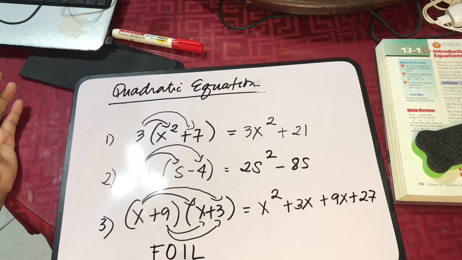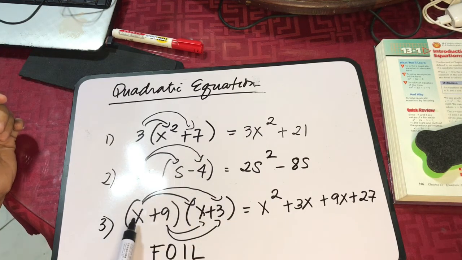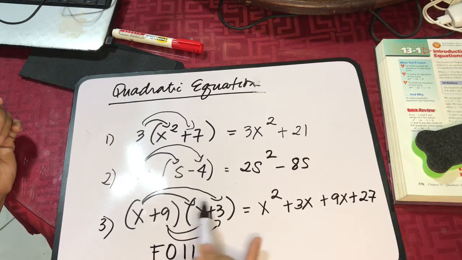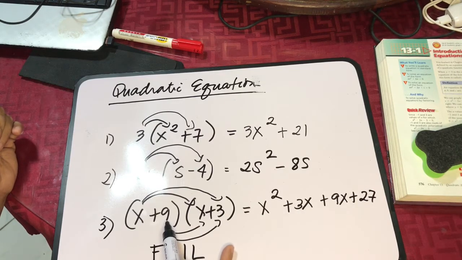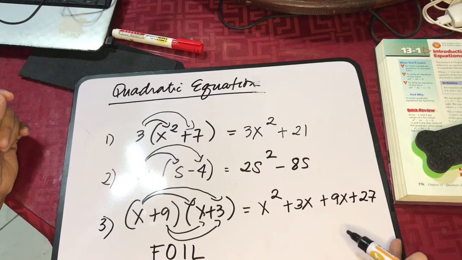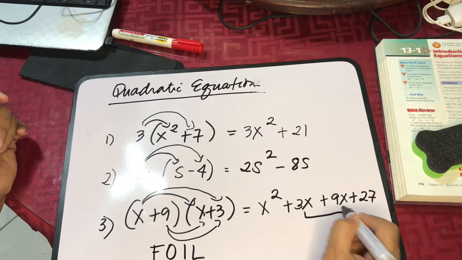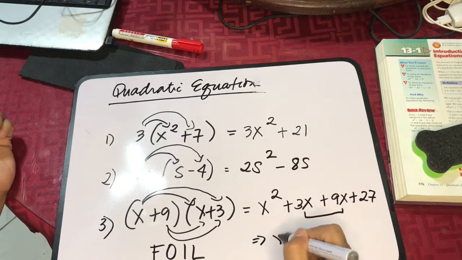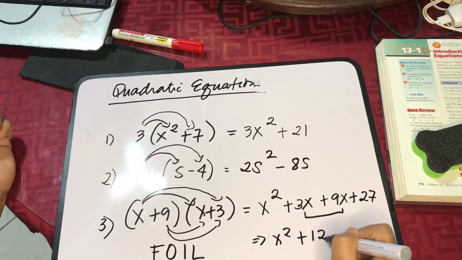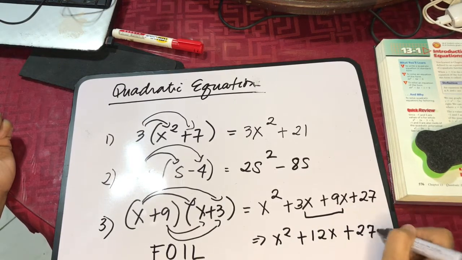So first, using the FOIL method, we multiply x times x. So this will give you x squared. Then, the outer term, that is x times 3. So this is 3x. The inner term, that is 9 times x. We have 9x. And the last term, we have 9 times 3. This is 27. Now, looking at the equation, 3x and 9x are similar terms. So this will give us x squared plus 12x plus 27.